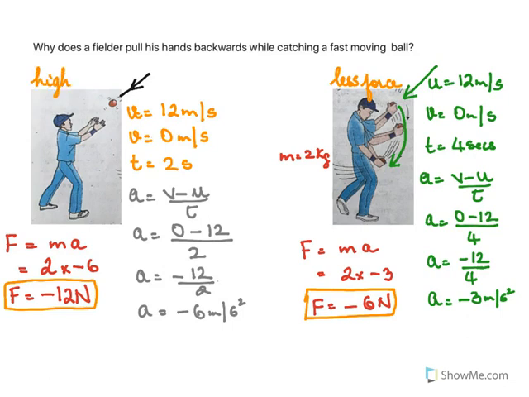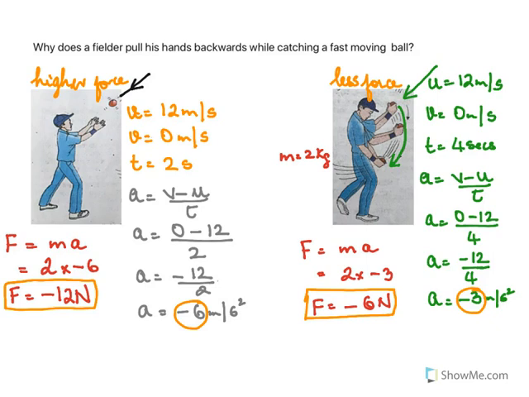But here he experiences a higher force, because his acceleration was much more. Here the acceleration was minus 6. Here the acceleration was minus 3. So why does a player lower his hand? When he lowers his hand, he decreases the acceleration. And on decreasing the acceleration, the force applied on his hand also decreases.